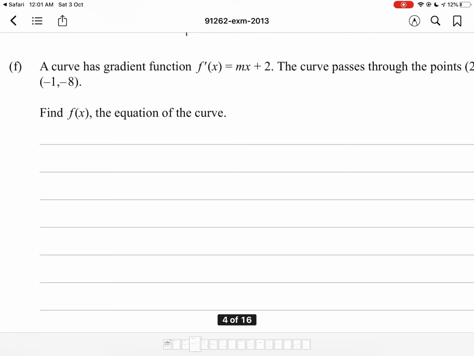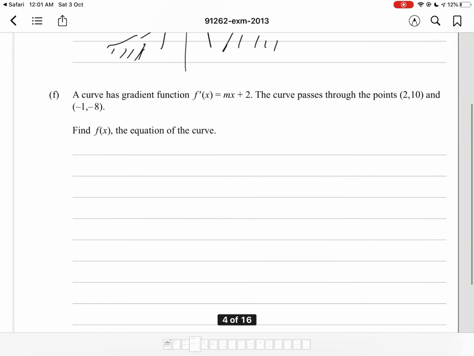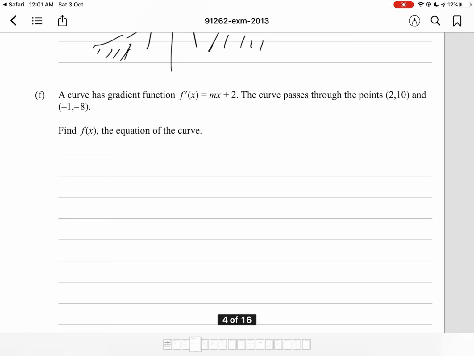A curve has a gradient function f dash of x equals mx plus 2. The curve passes through the points (2, 10) and (negative 1, negative 8). Find f of x, the equation of the curve. So once again, this is very similar to question B, where they gave you the f dash of x and wanted you to find the original equation.